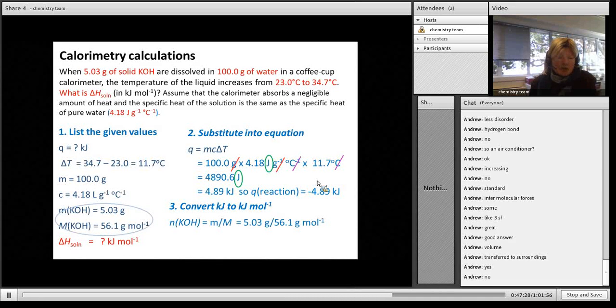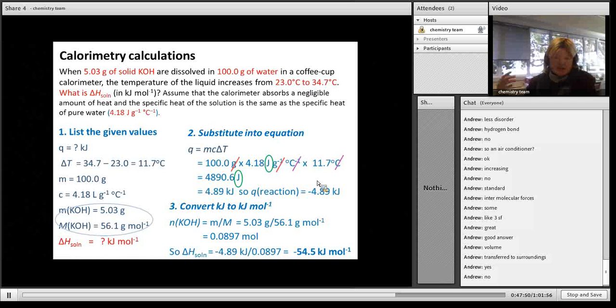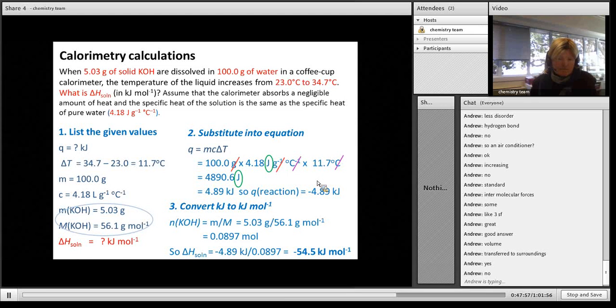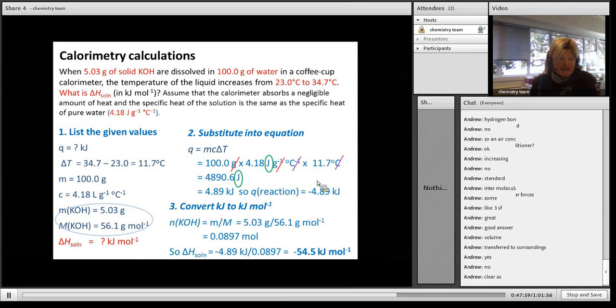Remember, you may not be given the molar mass. You're always given a periodic table, so you can work it out from there. So K is 39, O is 16, H is 1, well, 39.1 for K. So that gives you 56.1. And so you work out the number of moles. So take the kilojoules divided by the number of moles, and there you get the delta H of solution in kilojoules per mole. Easy peasy.